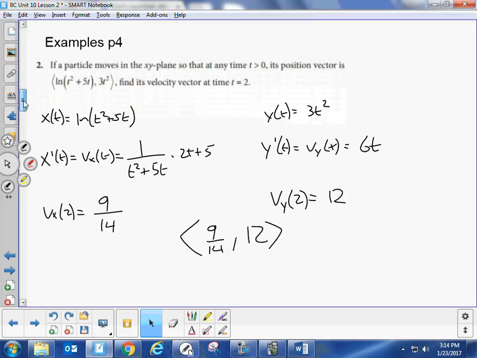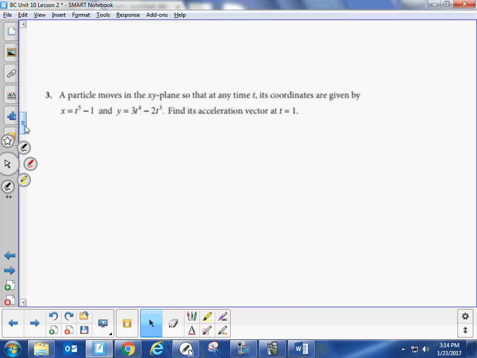Okay, so we also could be given a position, an x equals and a y equals, and asked to find an acceleration vector. Let's go ahead and do that. Number 3. Well, acceleration vectors will have an x component and a y component if we're talking about these 2 dimensions in the xy plane. So you just have to take the second derivative of x and the second derivative of y and plug in 1.